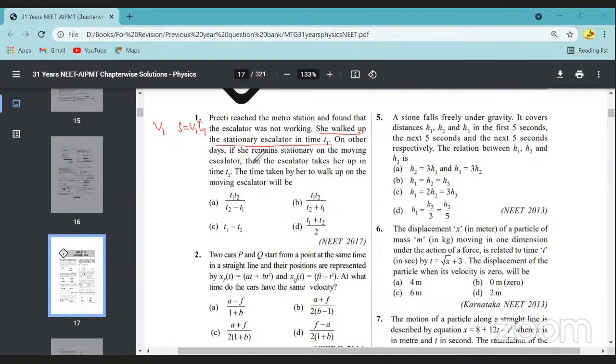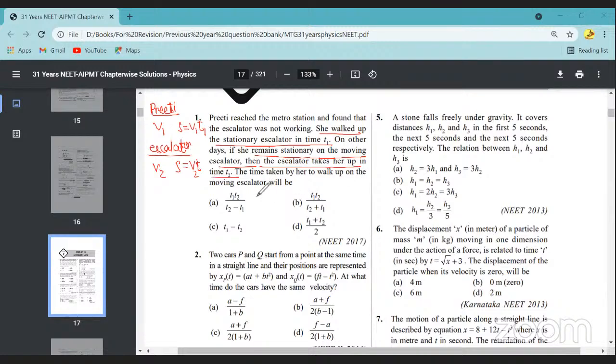Now second, she remains stationary on the moving escalator and the escalator takes time T2. That was Priti's speed. Next, the escalator, let's say it has speed V2. So she is standing, escalator is moving, and it takes time T2. So S equal to V2 T2.